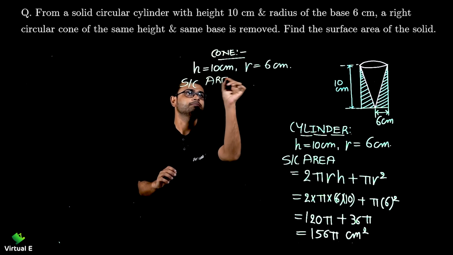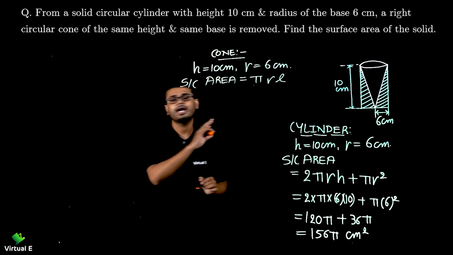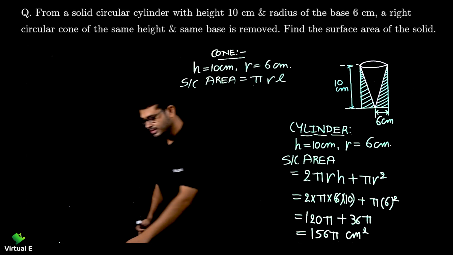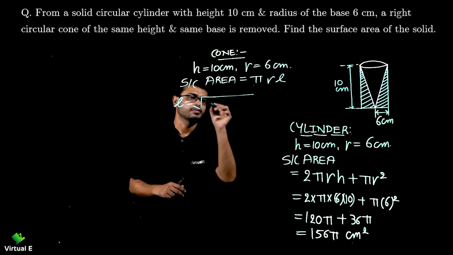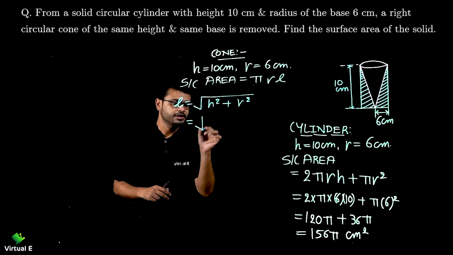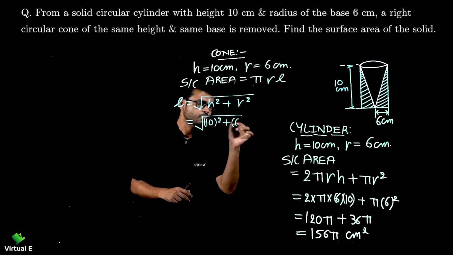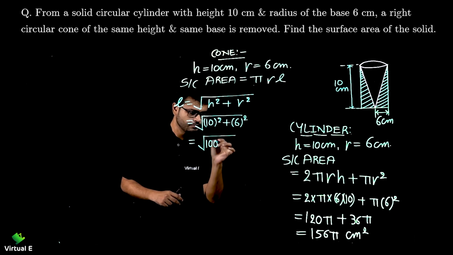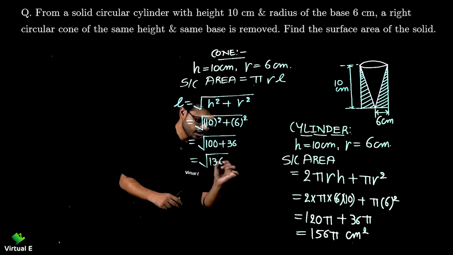Surface area is equal to pi r L. We don't have the value of L, so we need to find it. You know the formula for this L. L is equal to square root of h square plus r square. Simple. So here h square is 10 square, r square is 6 square, so here it is 100 plus 36, so 136.